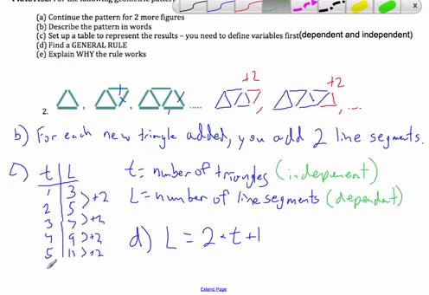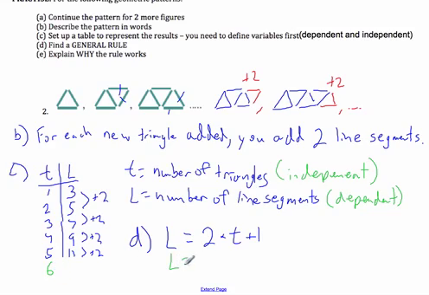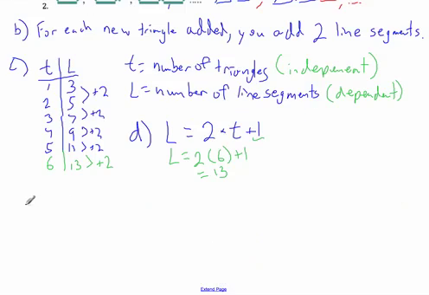We can show that we can predict for 6 triangles. It should be L equals 2 times 6 plus 1, which equals 13. And it is 13 if you continue the pattern on the chart. So it looks like our formula works. And for part E, we're going to explain why it works. We're going to talk about the geometry behind the pattern to explain why it works.